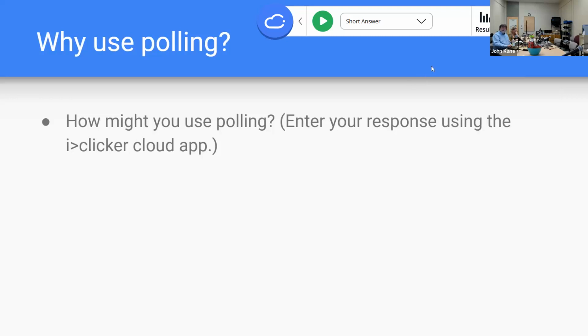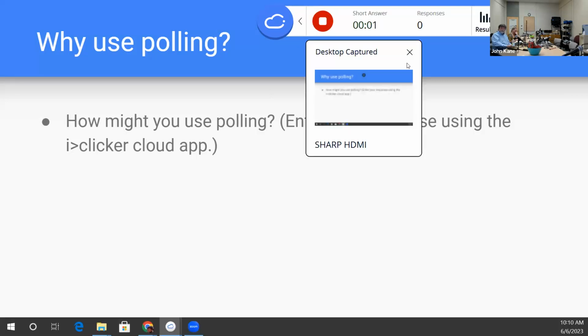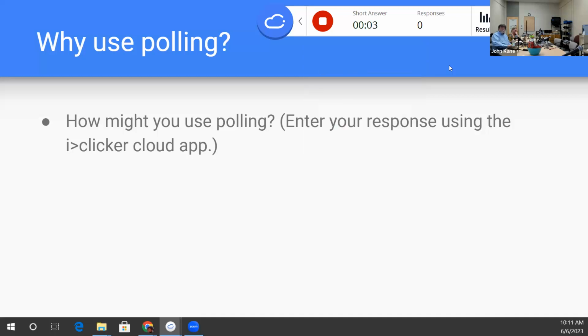So how might you use polling? We'll do again a short answer. And this is again how it would typically look to students. They'd see the questions on the screen, and it's also going to be captured. So I'll start this again. It's capturing the desktop. Because I have multiple screens here, it tells me which one is being captured.